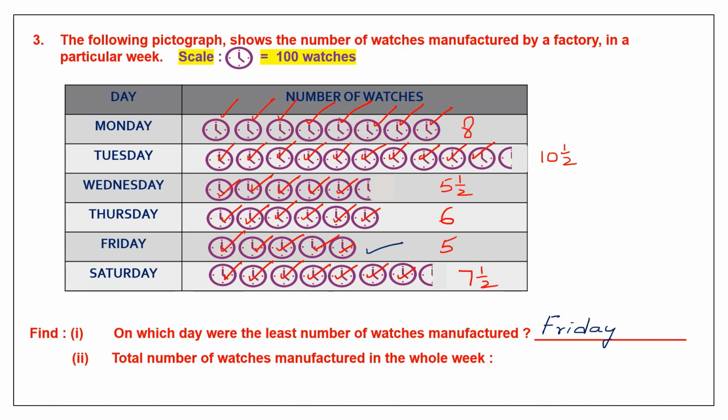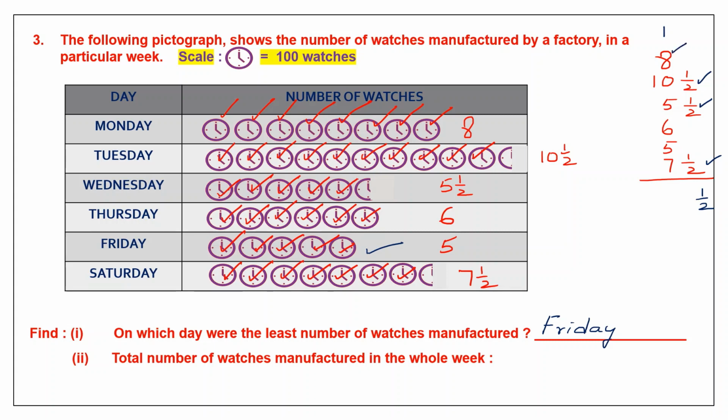7 and a half. So now what we can do is we can count these numbers that we have written here. So we can count 8 plus 10 and a half that way. So 8, then we'll write 10 and a half, then we have 5 and a half, then we have 6, 5 and 7 and a half. Okay, now let's count the halves here. Now half plus half will give us 1. 1 plus half is 1 and a half. So I'll put this 1 and a half and I'll carry 1 and leave the half here.